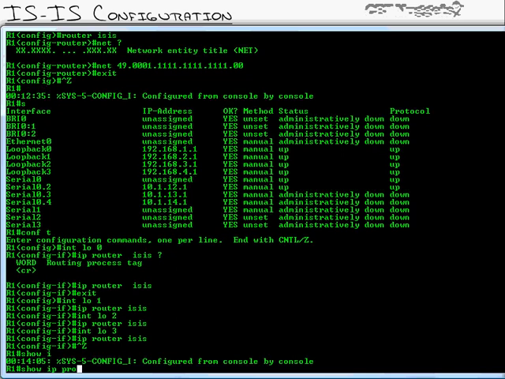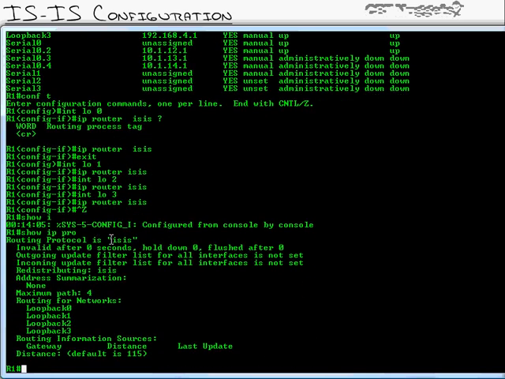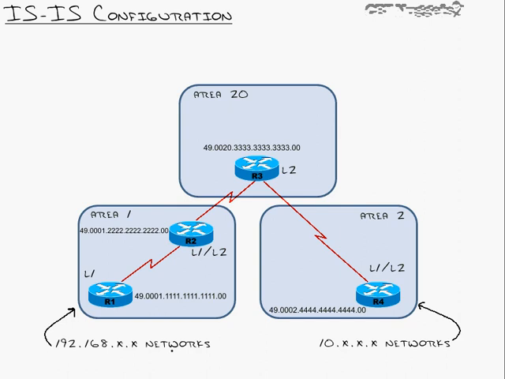I'll do a show ip protocols at this point, and you can see the routing protocol is ISIS. It's routing for networks, loopback 0, 1, 2, 3. So it's identified what interfaces will be running ISIS. We've now included those in the ISIS routing process.